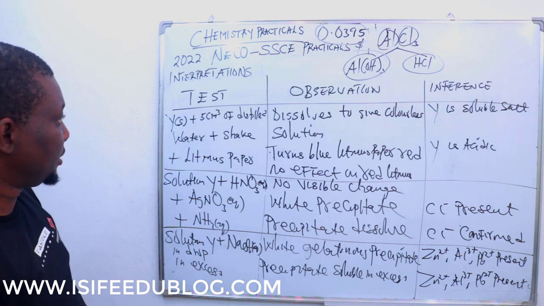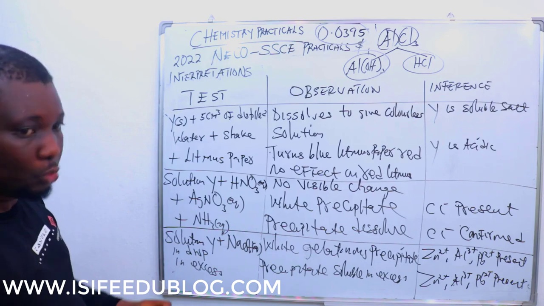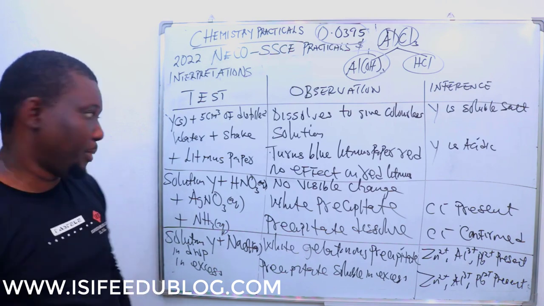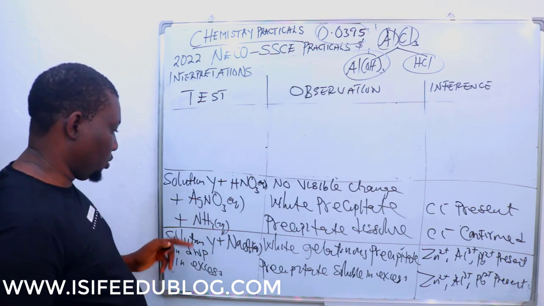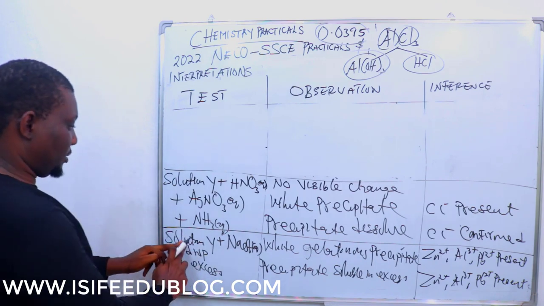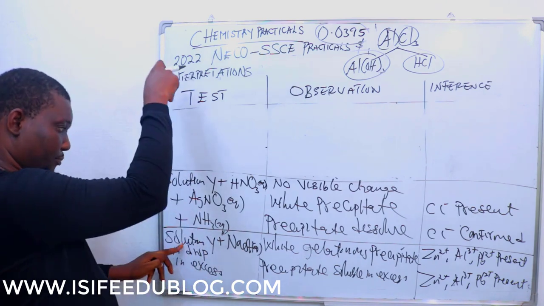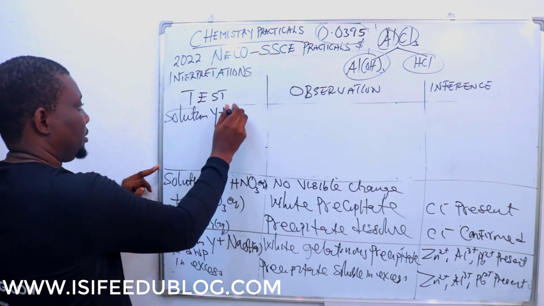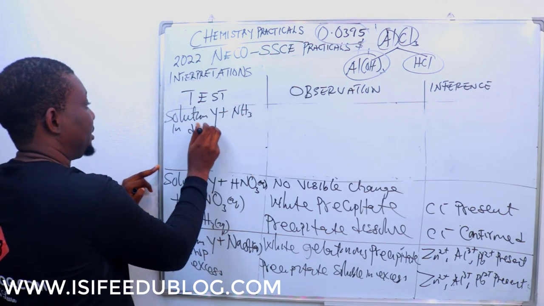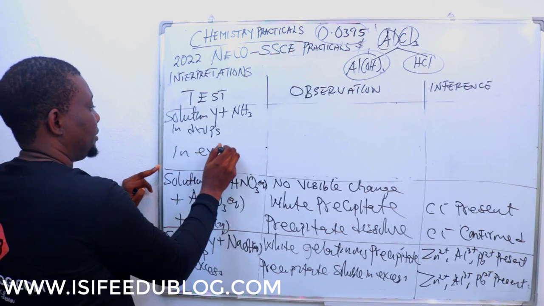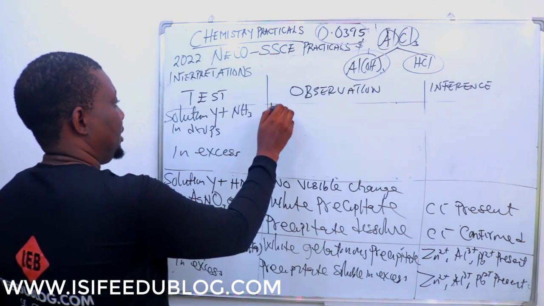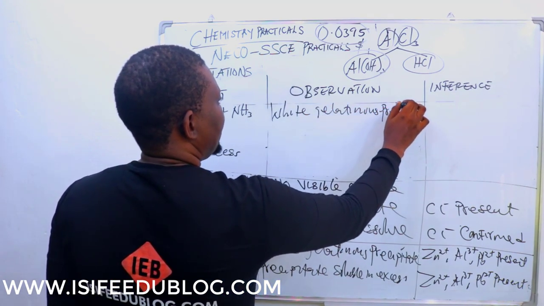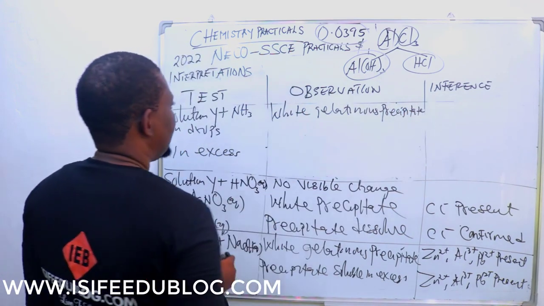So at that point, we are going to do a test with ammonia. So I'm going to use this space. Now you know you're going to be keeping so many solutions for all these tests. So having tested solution Y from the first part, we also have another solution, Y plus NH3 in drops and in excess. In drops you're going to also see your white gelatinous precipitates. That is what happened in drops.